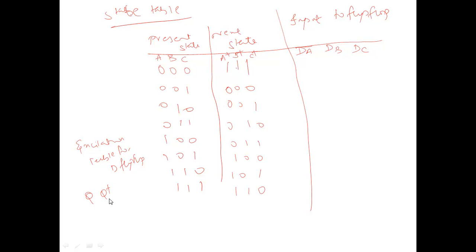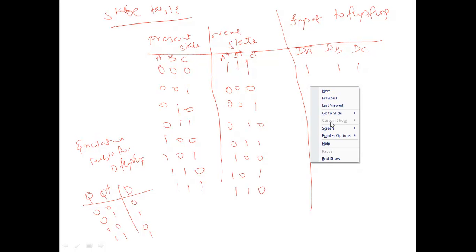You have Q, Q plus and D: 0 0 0, 0 1 1, 1 0 0, 1 1 1. So you will have the excitation table like this. For completing the column DA, you have to see A and A plus: 0 to 1 is 1, 0 to 0 is 0, 1 to 0 is 0, 1 to 1 is 1. Like that you have to complete it, so I am directly writing everything here. Here it is 1 1 1, 1 1 1, 0 0 0.